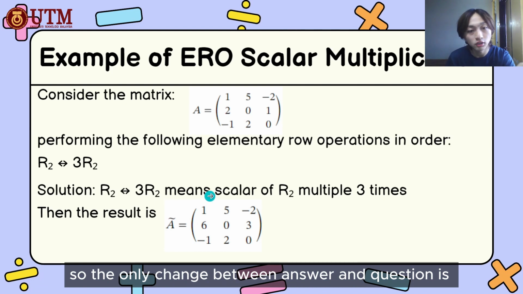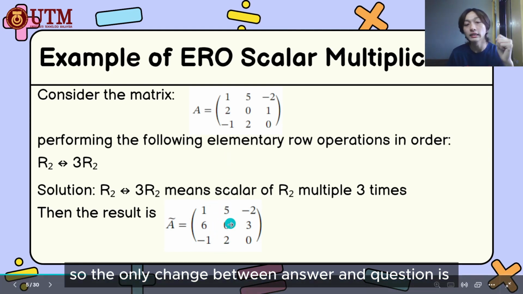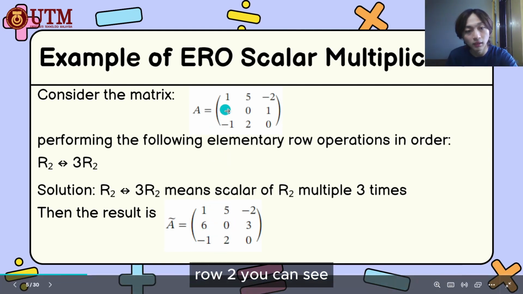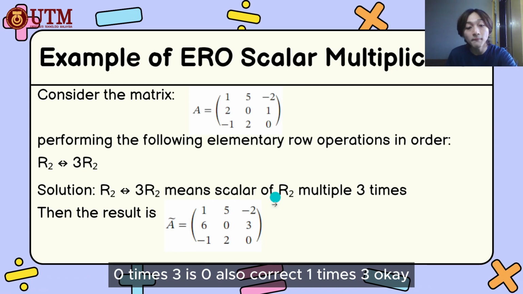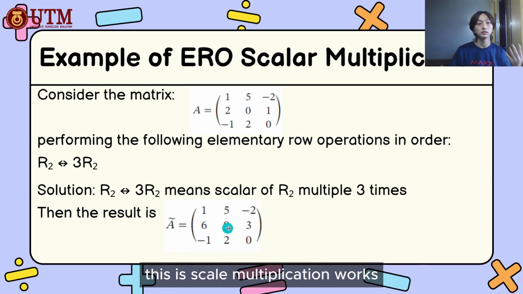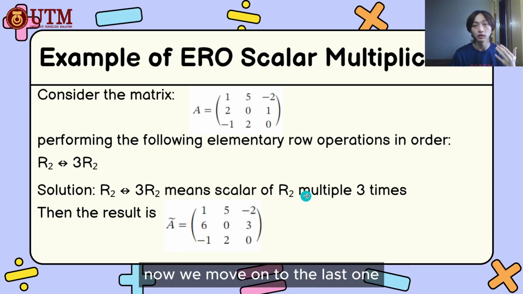Okay, so the only change between the answer and the question is row 2. You can see 2 times 3 is 6, correct? 0 times 3 is 0, also correct. 1 times 3, okay, this is how scalar multiplication works. Now we move on to the last one.